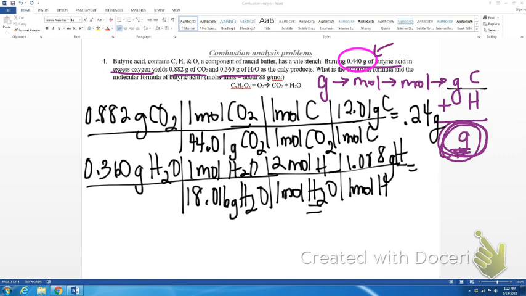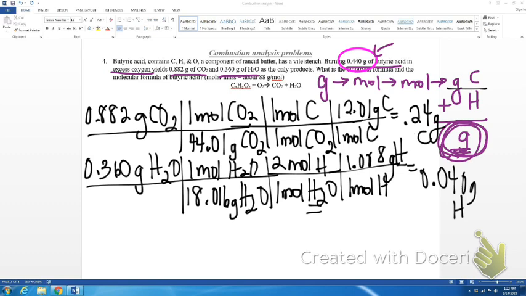All right, bottom one: 0.360 times 2 times 1.008 divided by 18.016. I'm getting 0.040 grams. Okay, so this is where, like I said, the slightly tricky part comes into play.